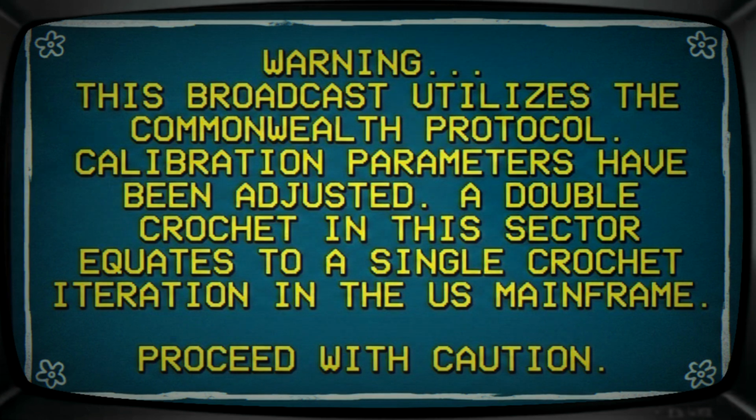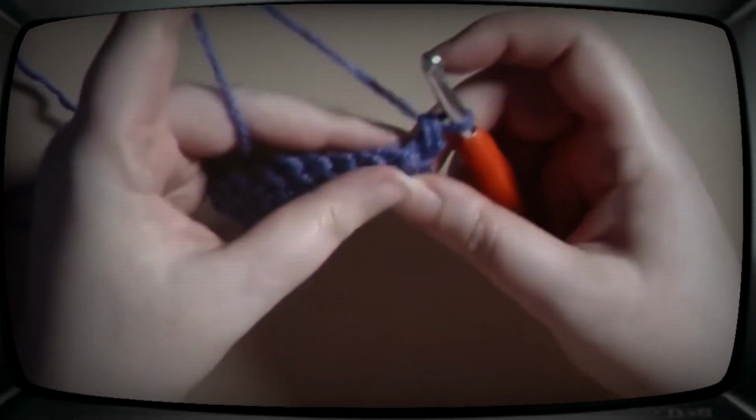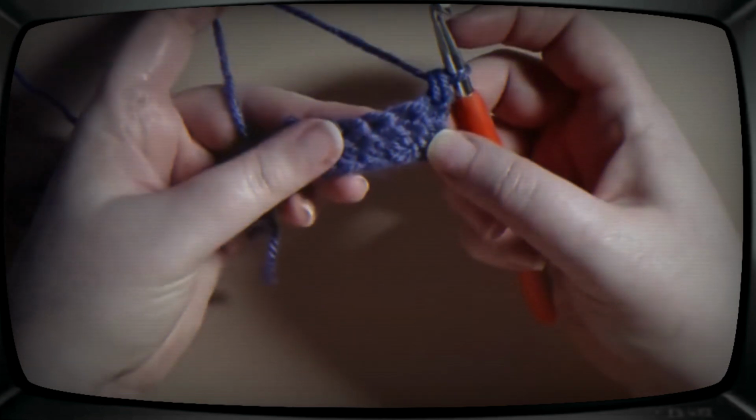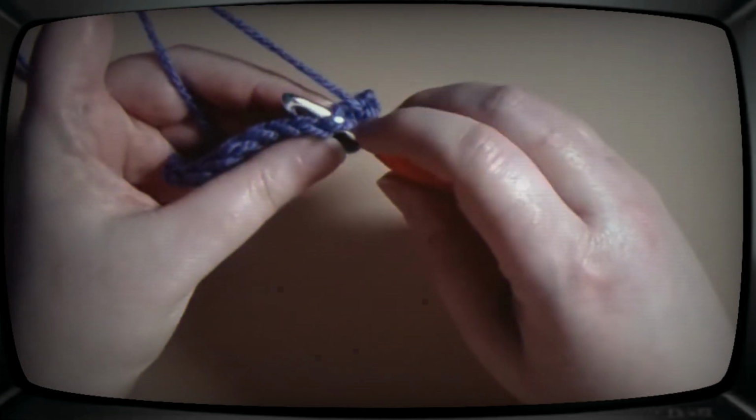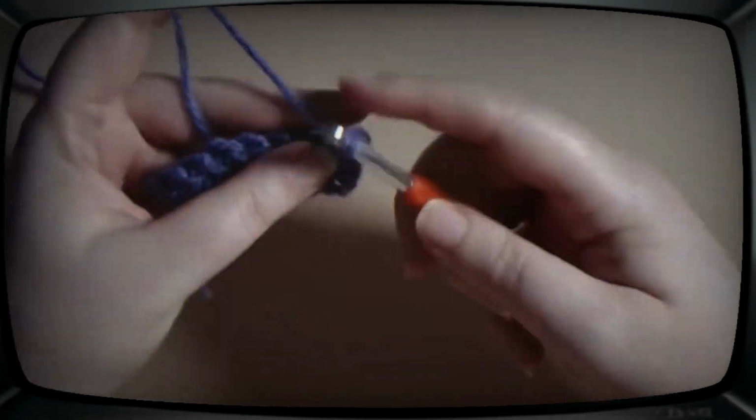Calibration parameters dictate that a double crochet in this sector equates to a single crochet iteration within the U.S. mainframe. We are reviewing restored footage of structural expansion and contraction maneuvers, specifically the double crochet increase and decrease.